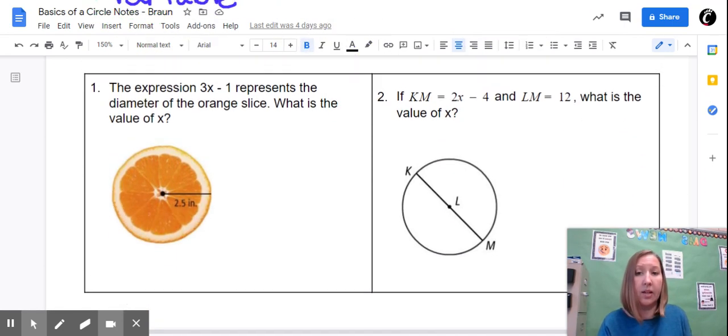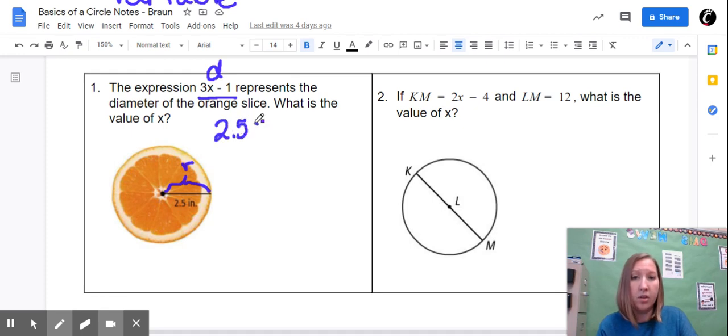All right, so number one says the expression 3x minus 1 represents the diameter of the orange slice. What is the value of x? Okay, so first of all, this 3x minus 1 is my diameter, right? So what they give us down here, this 2.5 inches, this is our radius. Okay, so what do we know about radius and diameter? We know that our diameter is equal to 2 times our radius. So that means if I want to figure out the length of my diameter, I'm going to do 2.5 times 2. When I multiply 2.5 times 2, I get 5. Now, this is my diameter, and 3x minus 1 is my diameter. So I can set those two equal to solve for x. So 3x minus 1 equals 5.